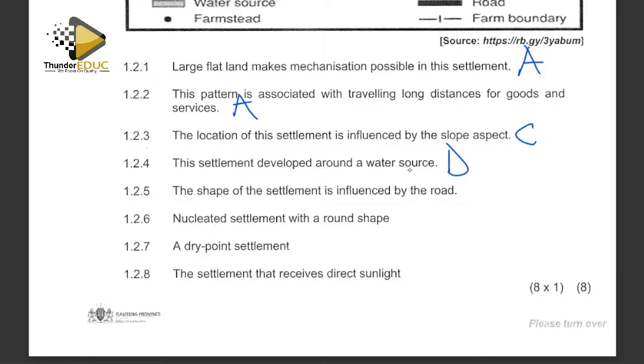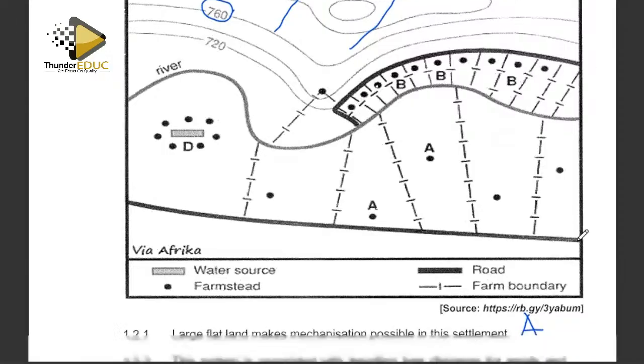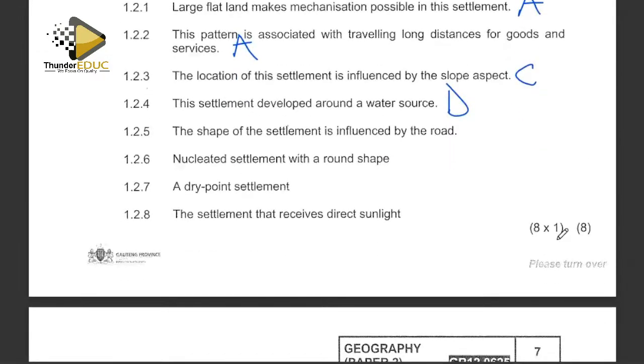The shape of the settlement is influenced by the road. Where do we have the road influencing the settlement? If we check settlement B, you can see that the settlements are influenced by this road here. The road is going this direction and the settlements are also going in the same direction as the road. So the correct response for number 125 is B.